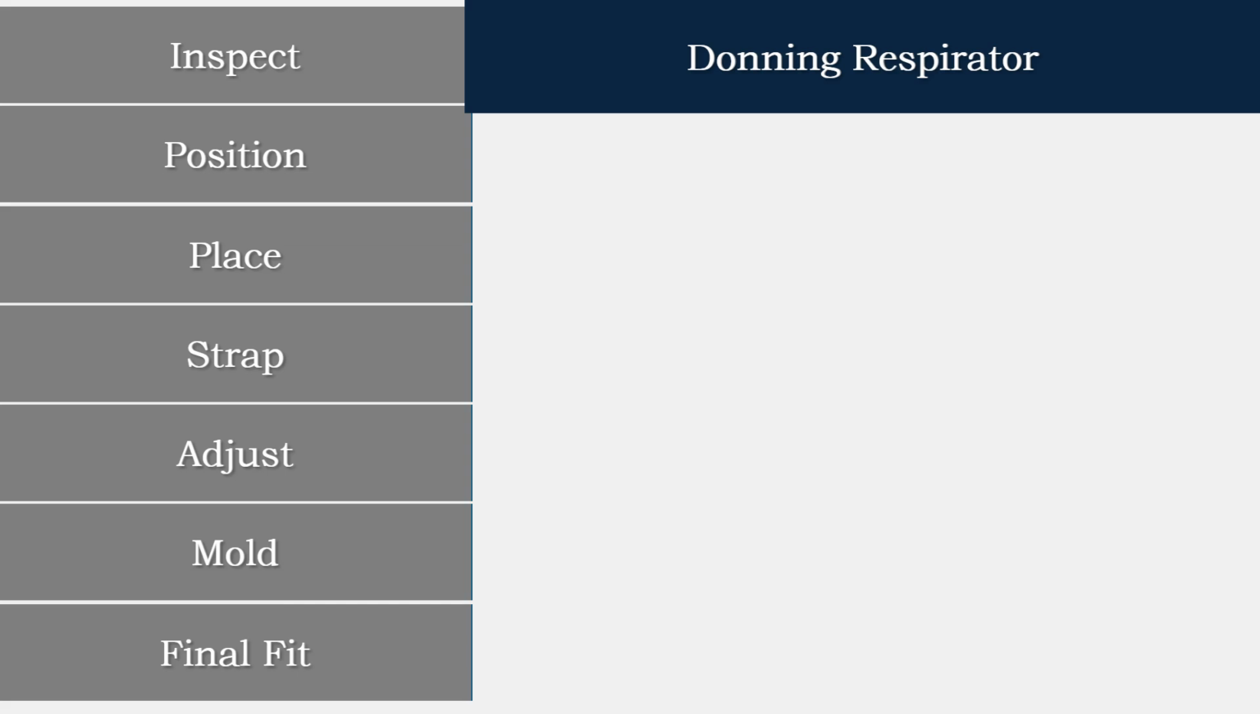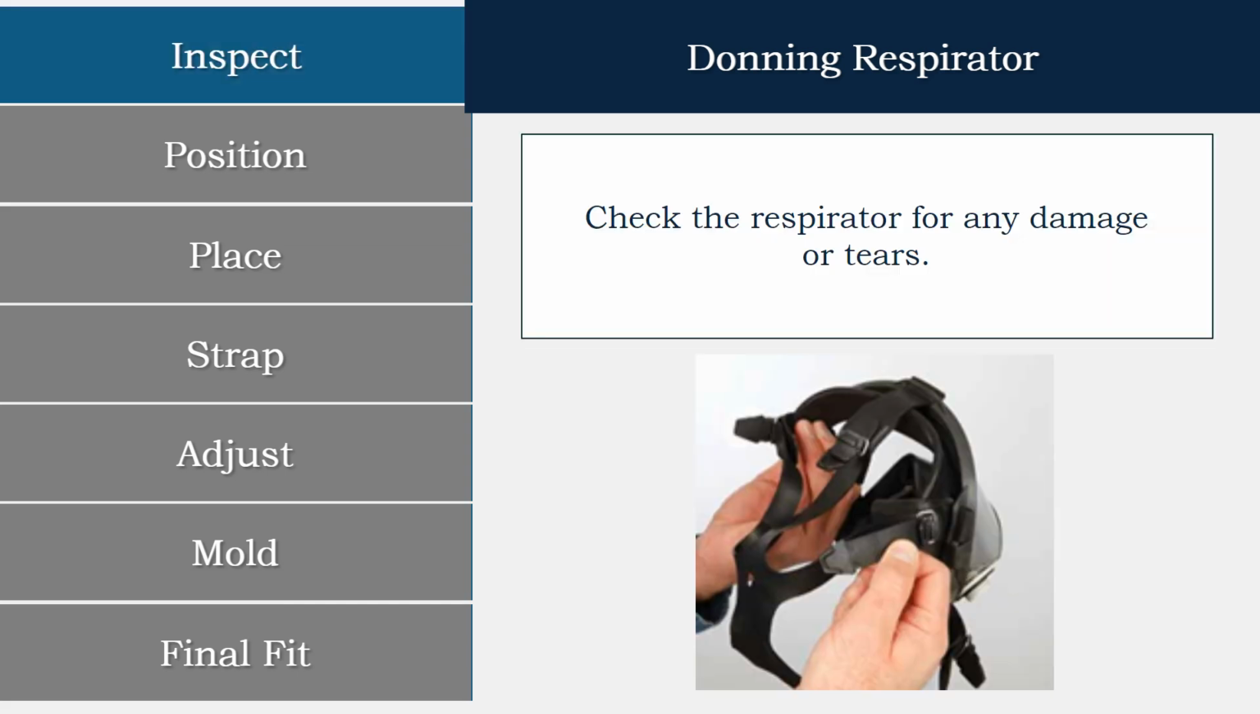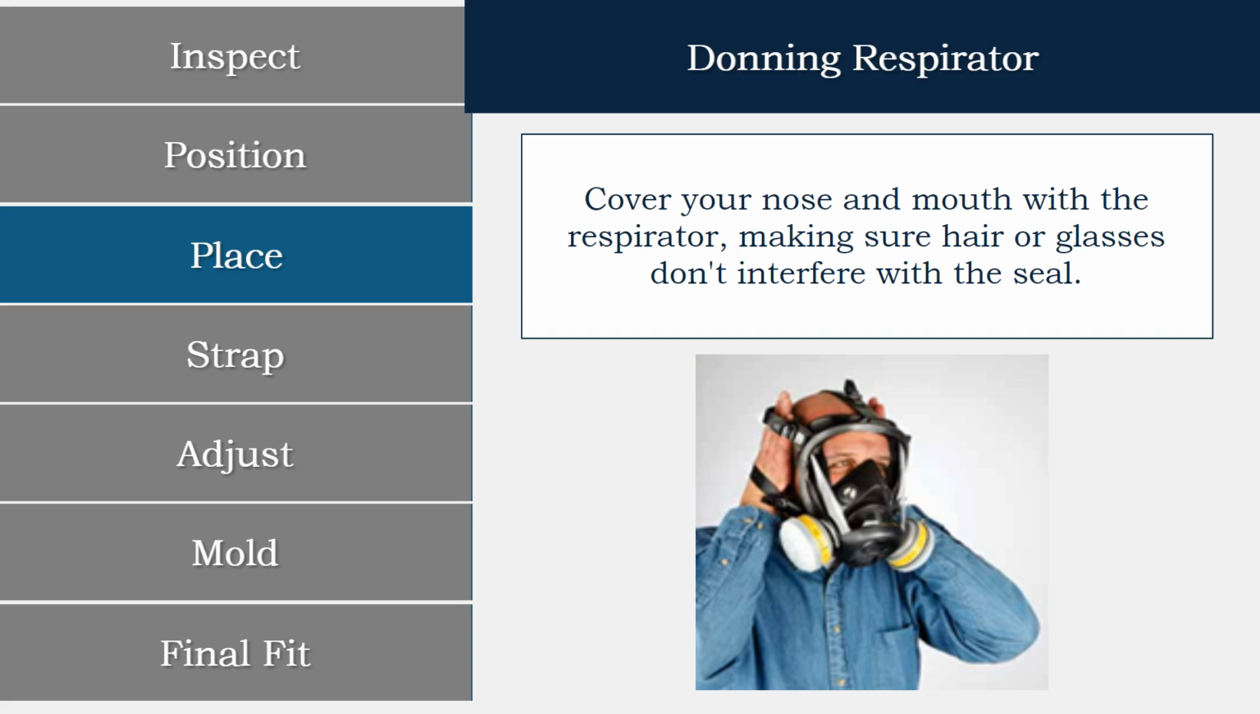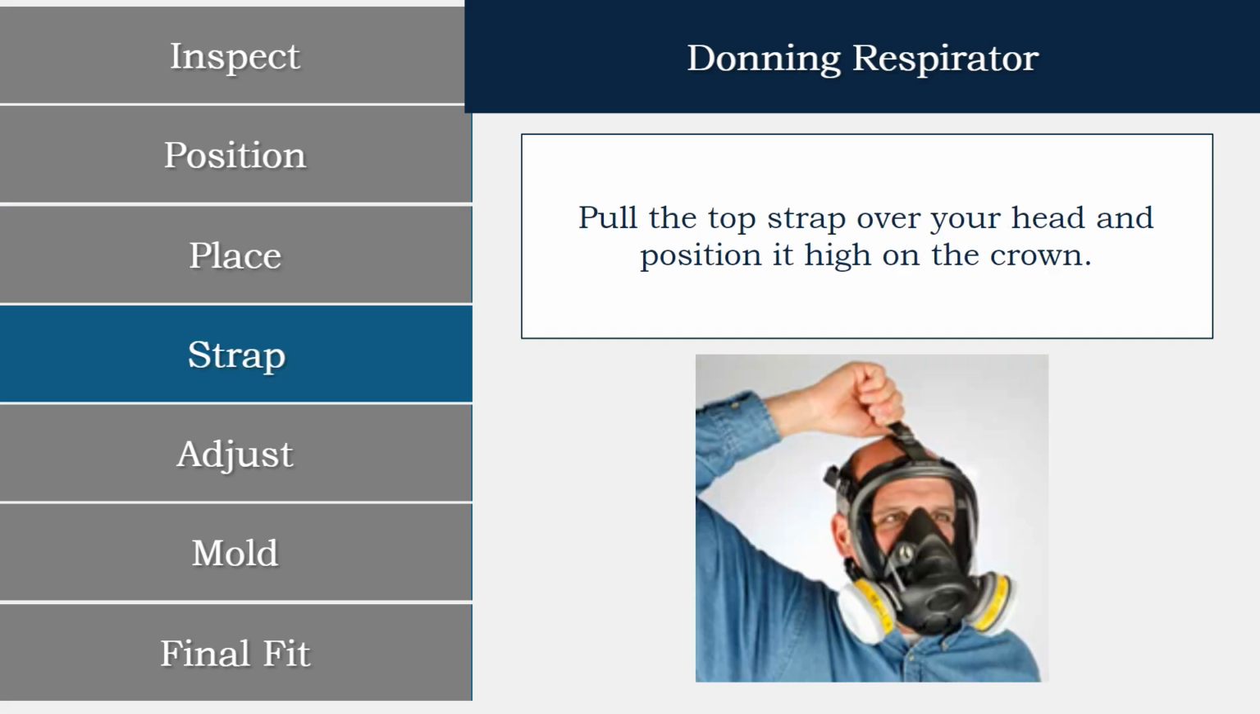Those who wear respiratory protection must know how to properly don, perform a seal check, and doff the respirator. The steps to don a respirator are: 1. Inspect. Check the respirator for any damage or tears. 2. Position. Cup the respirator in your hand with the nosepiece at your fingertips and the straps hanging below. 3. Place. Cover your nose and mouth with the respirator, making sure hair or glasses don't interfere with the seal. 4. Strap. Pull the top strap over your head and position it high on the crown.